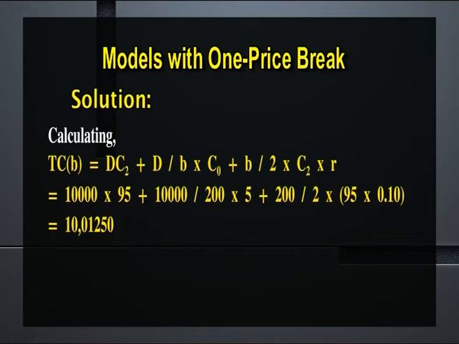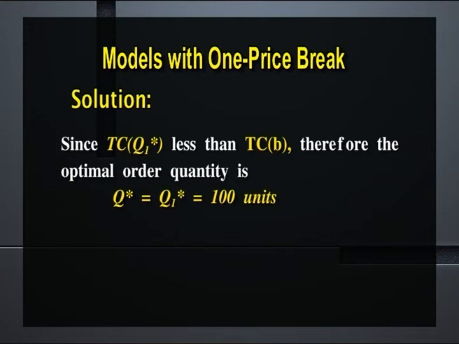Calculating TC of B equal to D C2 plus D by B into C naught plus B by 2 into C2 into R, which is 10,000 into 95 plus 10,000 by 200 into 5 plus 200 by 2 into 95 into 0.10, equal to ₹10,01,250. Since TC of Q1 star is less than TC of B, the optimal order quantity is Q star equal to Q1 star, equal to 100 units.